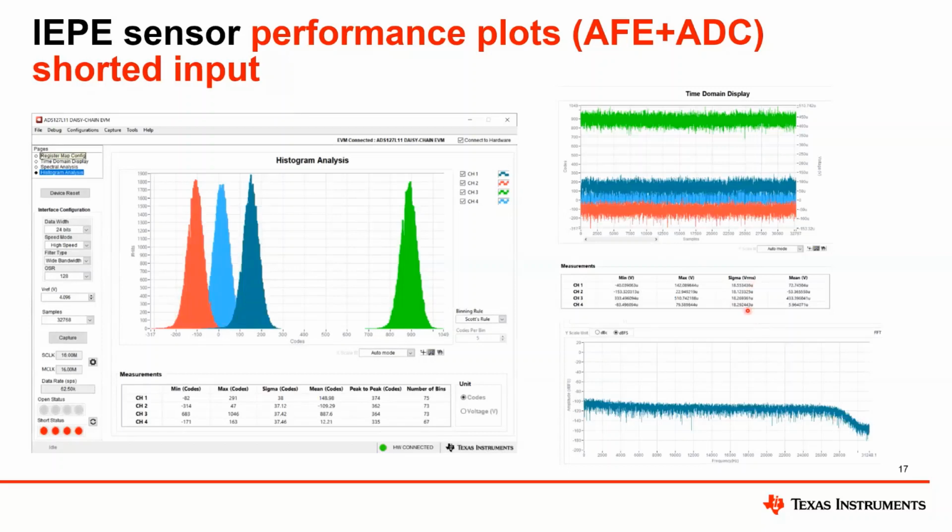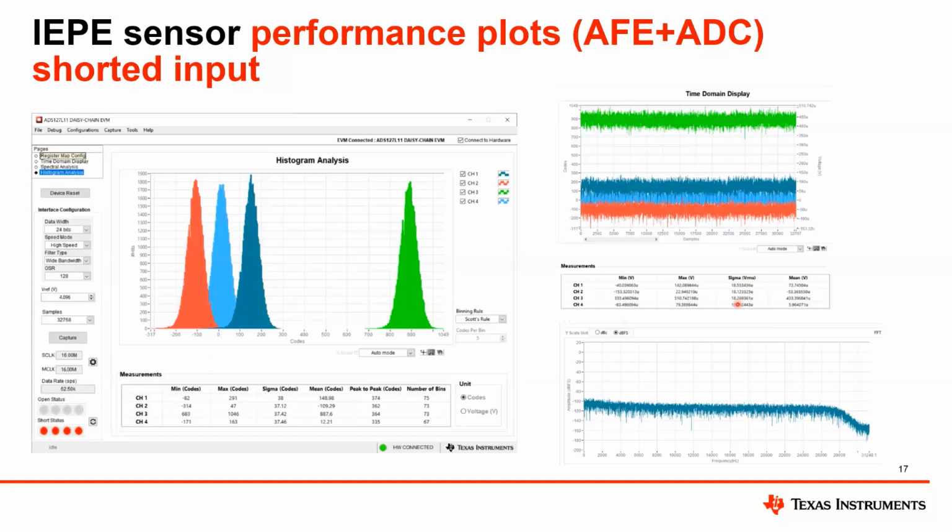with shorted input is around 18 microvolt, and this is actually pretty much the noise of the signal chain, the front end, because the ADC noise performance is way better than that. So the majority of this noise is coming from the front end.